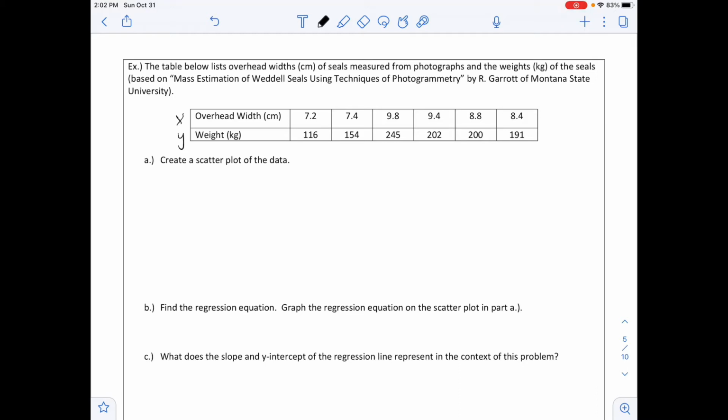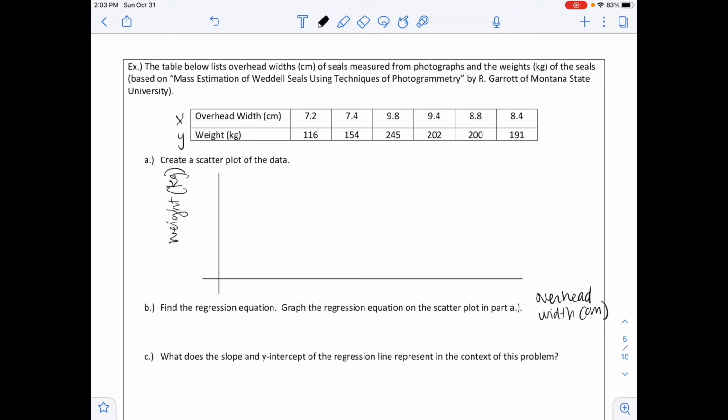You can definitely use your calculator to do this. However, most students find it easier to just do this by hand, especially since for an exam you'd be writing this down anyways. So since our x variable is overhead widths, go ahead and label that. This is in centimeters. And then weights is our y variable. And this is in kilograms.